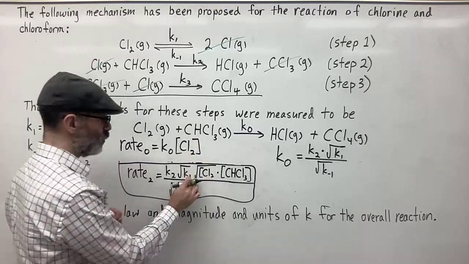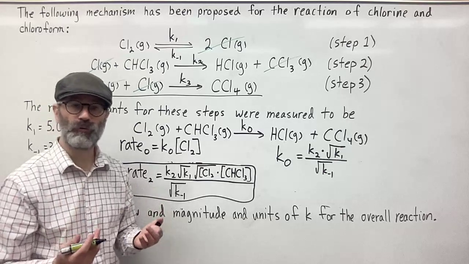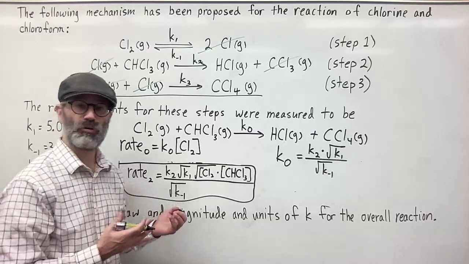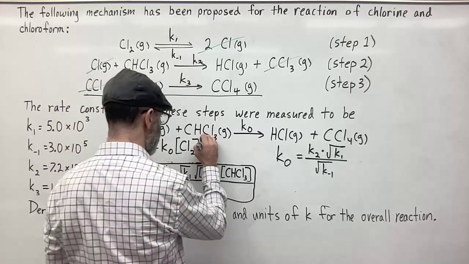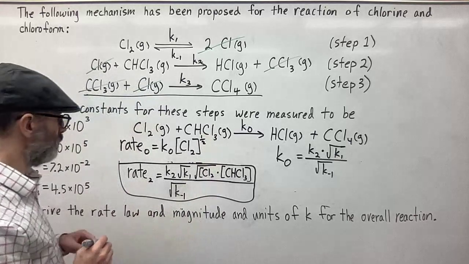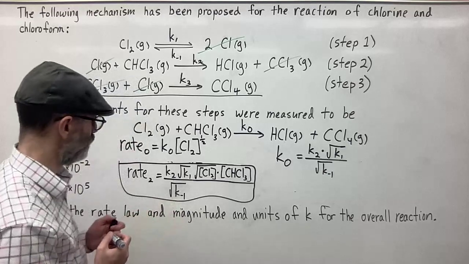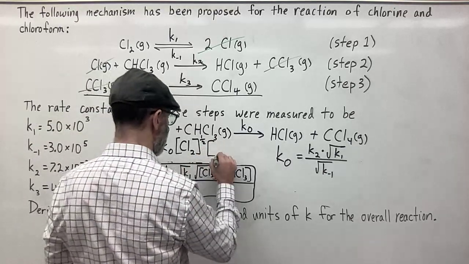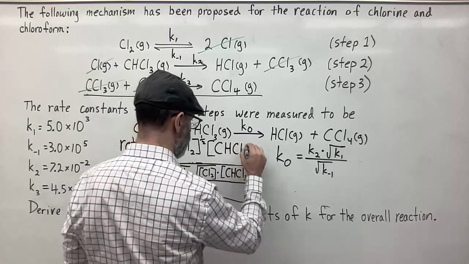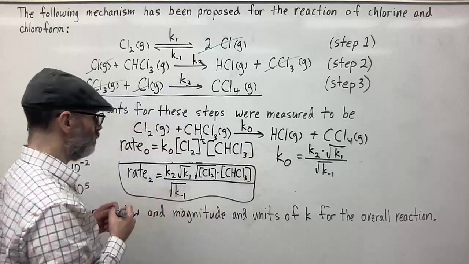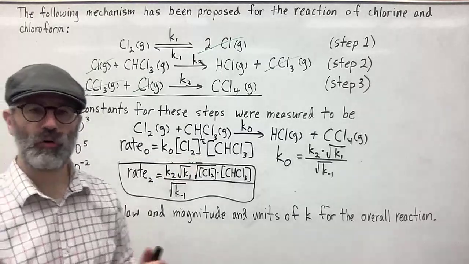Cl2. Instead of the square root, we can write that as a 1/2 power because that's the same as square root. We're just putting it in power form, exponential form. So square root is the same as raised to the power of 1/2. So we'll just put a 1/2 there. Oops, I forgot the other closed bracket there. And then we're going to multiply that by the concentration of CHCl3. Okay, so now we have the form of our overall reaction.